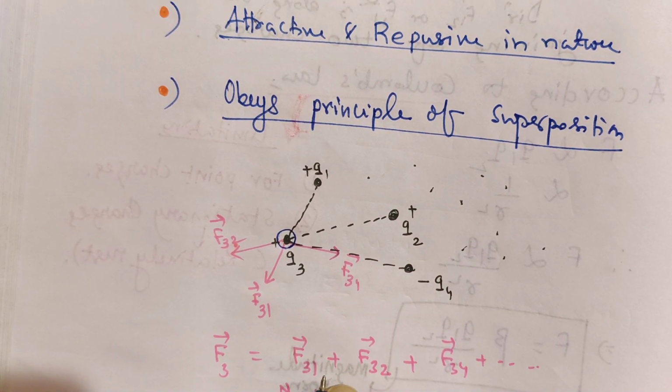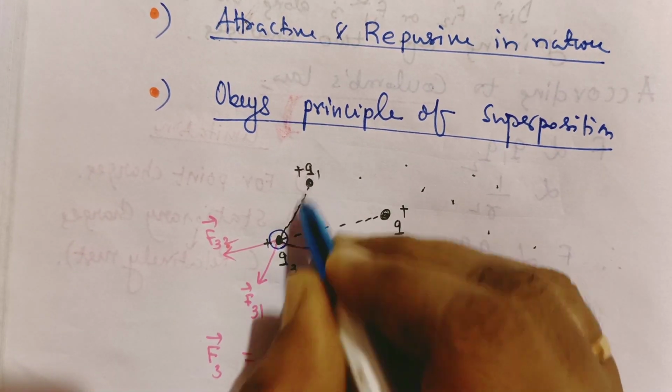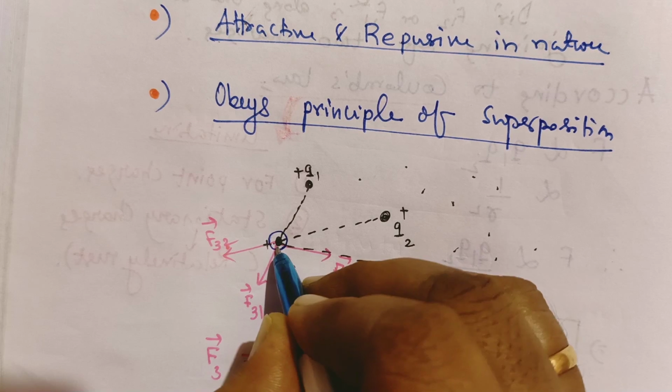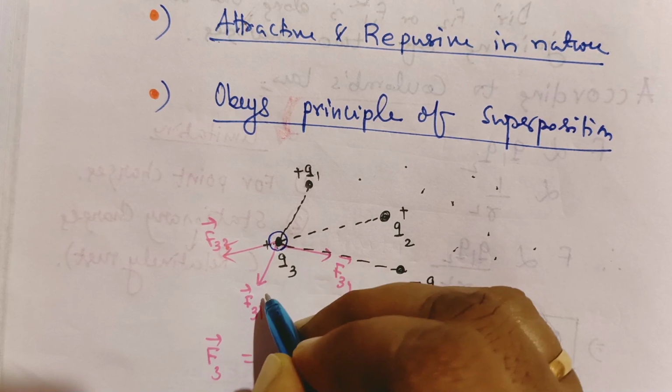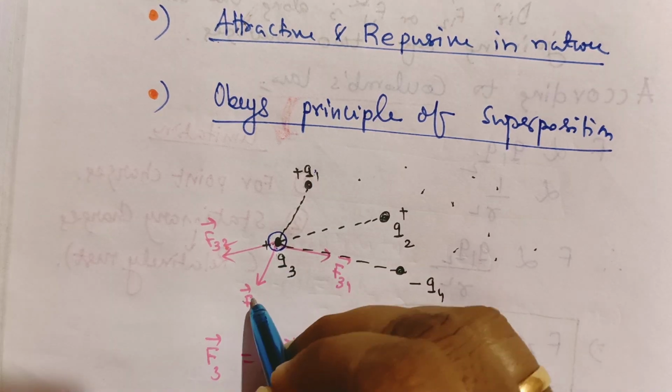First you see Q3 and here is Q1, both positive. So Q1 develops a force F31, that means the force acting on 3 due to Q1, in this way.